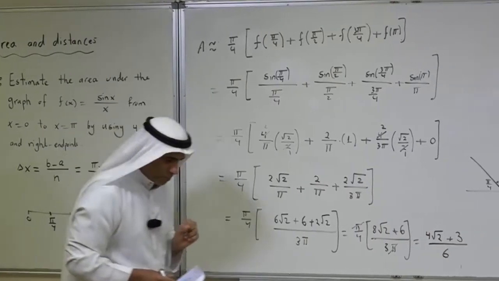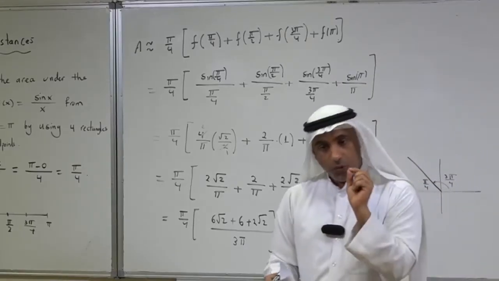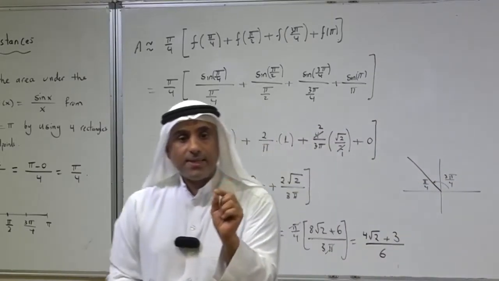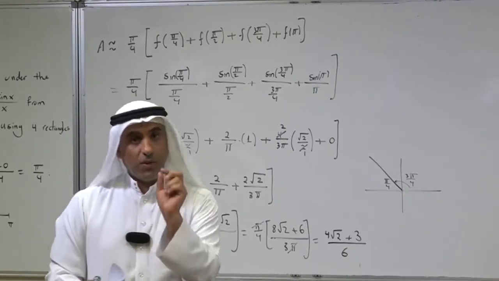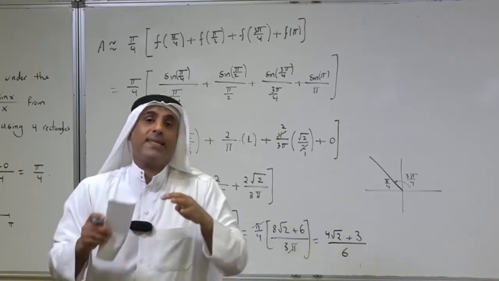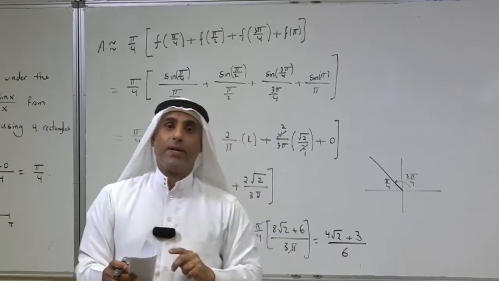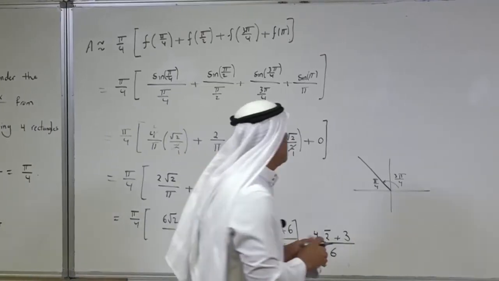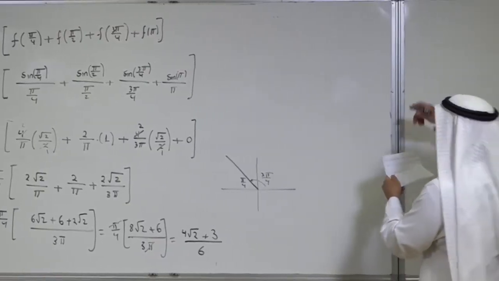Now, we need to take another example and see how to apply the same idea with left endpoint approximation. So we'll take another example to show you how to find an estimate of the area by using the left point as a sample point. That will be our next example.